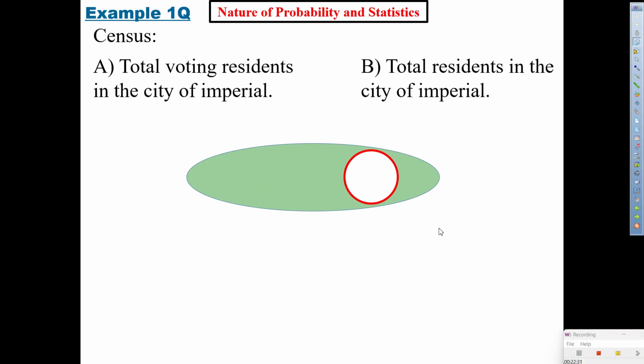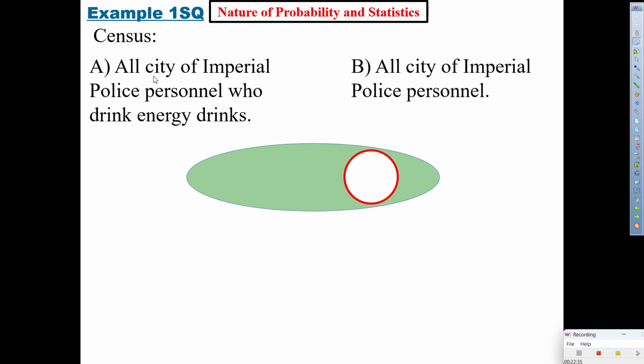Let's do another one. Don't copy this one, and it reads, example 1 Super Q. A, all City of Imperial police personnel who drink energy drinks. Or B, all City of Imperial police personnel. Tell your neighbor which one is population and which one is sample. You don't copy that one, but I want you to write it on the screen. Where does A go? Where does B go? Write it on your screen, please.